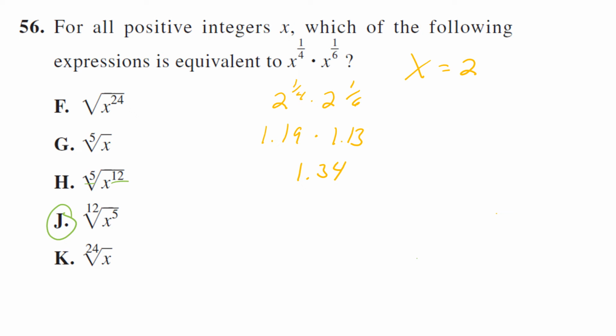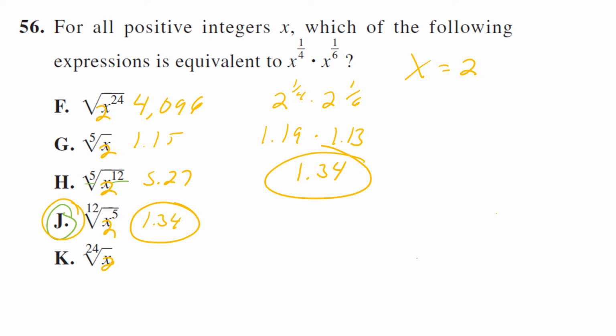And then you can enter in 2 for each answer. Put them in your calculator again and see what they all equal. This one's 4,096. This one's 1.15, 5.27, 1.34. Yay, they match. That's the other way to do this one. If you know your exponent rules, it's a 30-second question. If you don't know your exponent rules, it's a 45-second question to plug in x. So whichever is the fastest way for you to get the correct answer, that's what you should do.